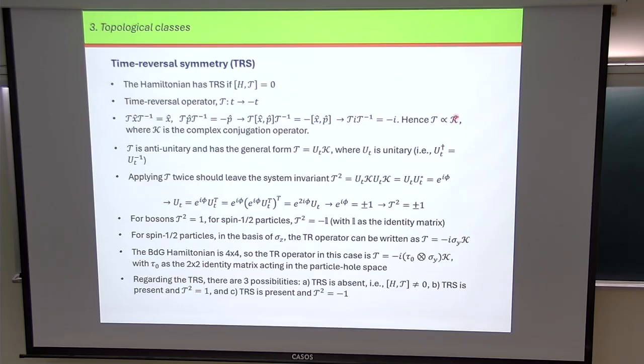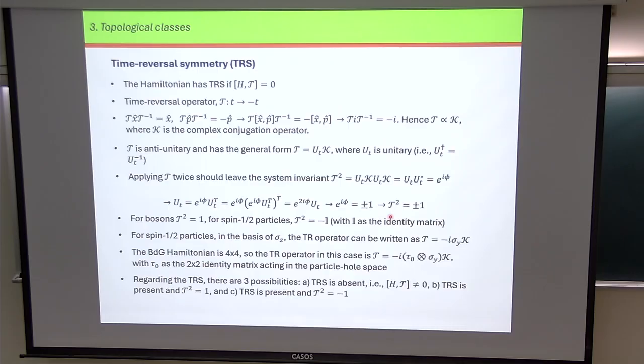So in general, you can write it like this: a unitary transformation U_T, followed by the complex conjugation. If you play a little bit with these identities, you will end up with T squared being either 1 or -1. These are the only two possibilities. Now for bosons, so for integer spin particles, you will have T squared equal to 1. For spin 1/2 particles, it squares to -1.